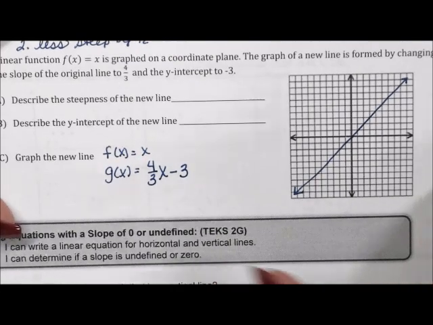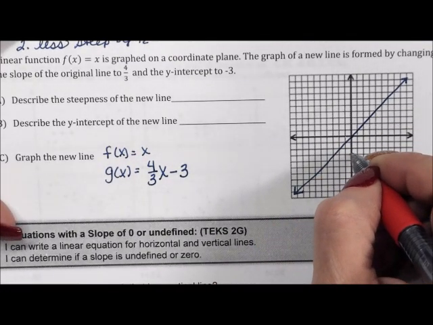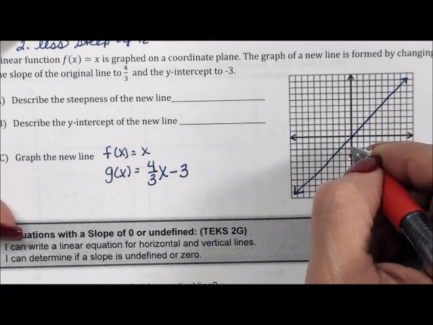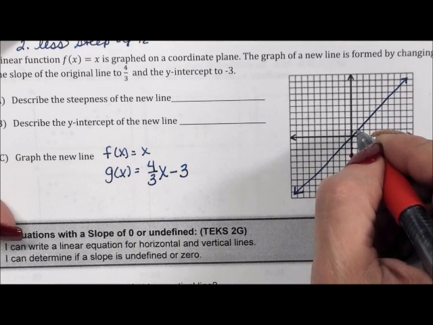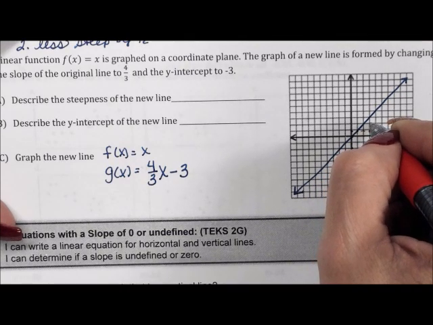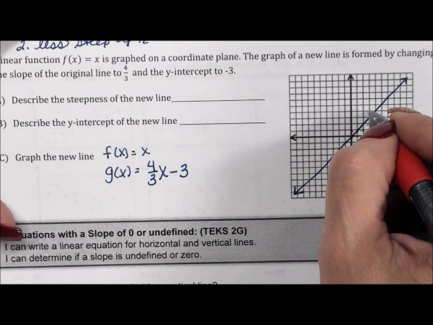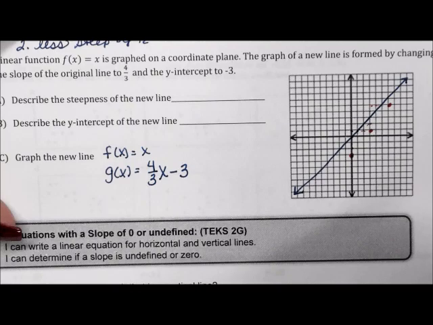Let's go over here and let's graph it. -3 would be 1, 2, 3. And then we're going to go up 1, 2, 3, 4, and then over 1, 2, 3. 1, 2, 3, 4, 1, 2, 3. Alright, let me get my line maker.